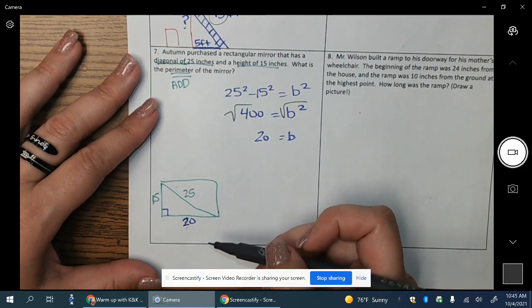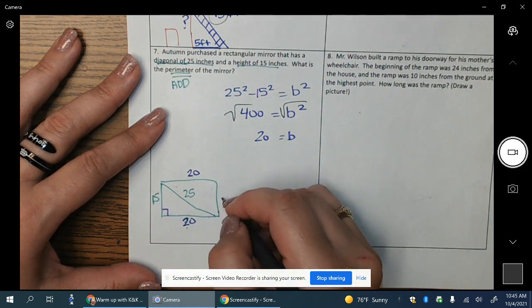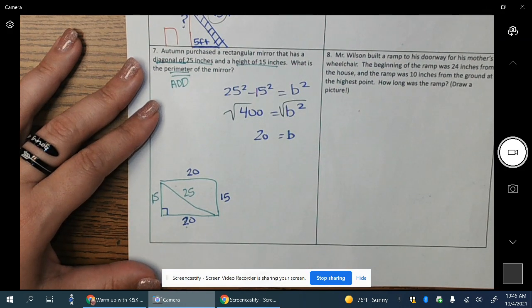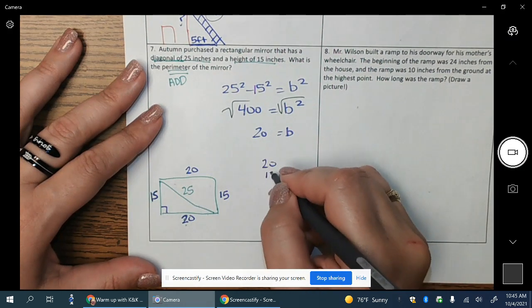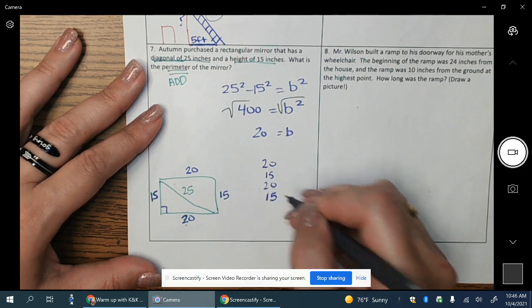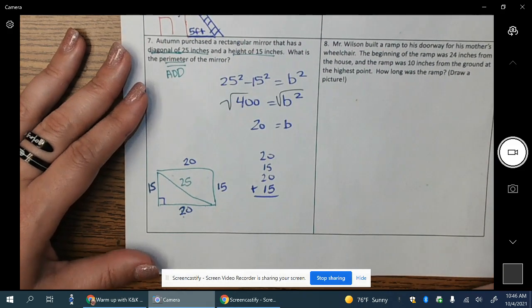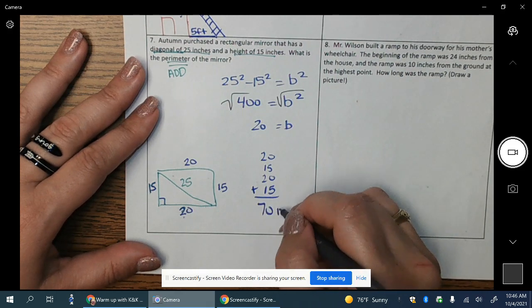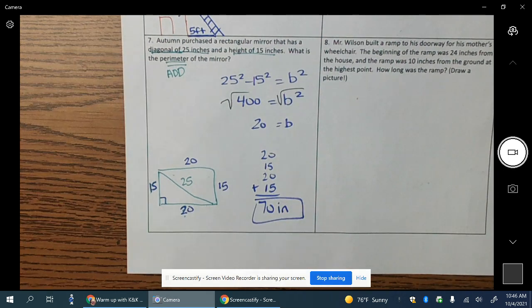If the bottom is 20, what else is 20? The top. If the side is 15, what's the other side? 15. All right. So now what do I do? I add. So 20 plus 15 plus 20 plus 15. Why am I not adding the 25? Because it's the hypotenuse. 70. Because it's the perimeter. And where's the perimeter? The outside. So you don't add the 25 because it's the inside. Okay? Leah, you doing okay?